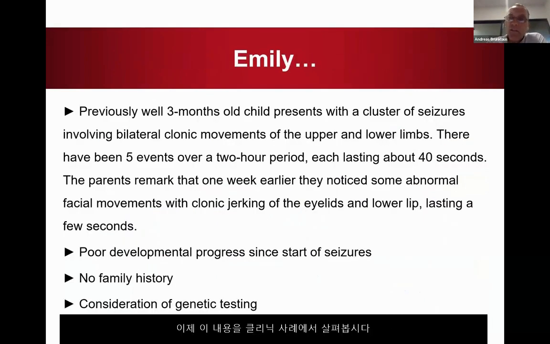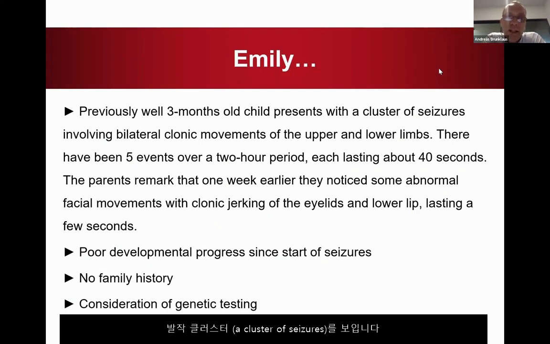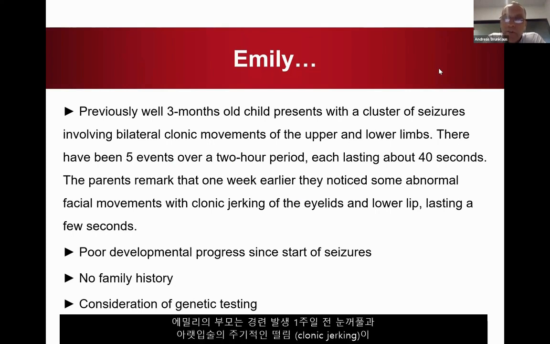And let's take this to the clinic. So let's meet Emily. Emily is a previously well 3-month-old child who presents with a cluster of seizures involving bilateral clonic movements of the upper and lower limbs. There have been 5 events over a 2-hour period, each lasting about 40 seconds. The parents remarked that 1 week earlier they noticed some abnormal facial movements and clonic jerking of the eyelids and lower lip lasting a few seconds.